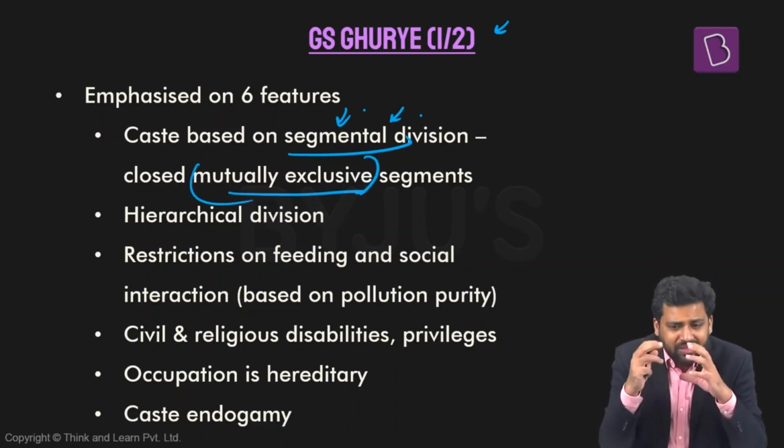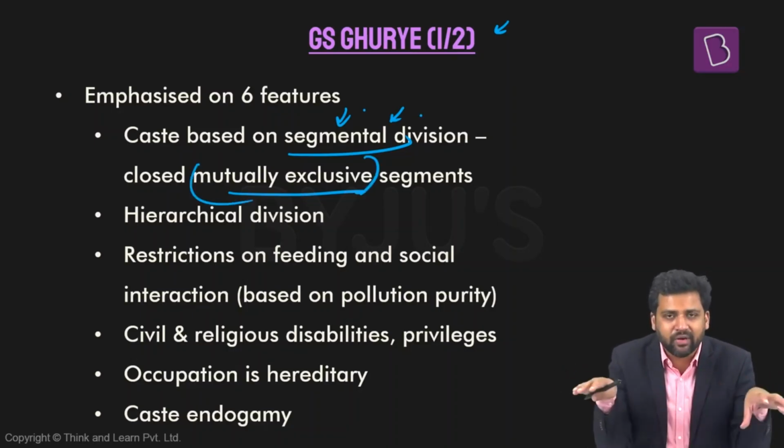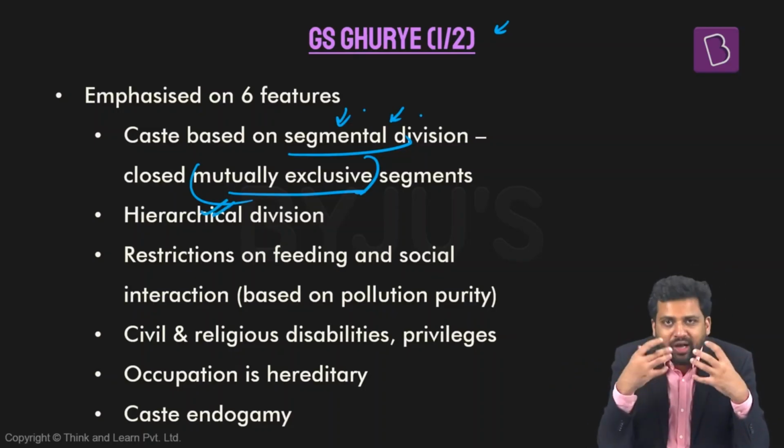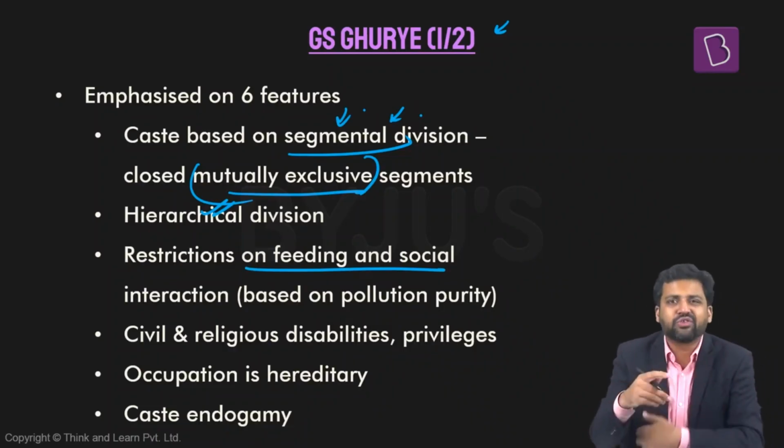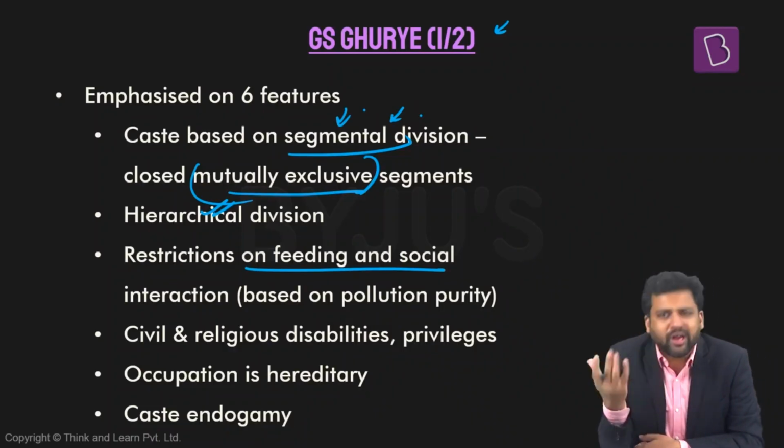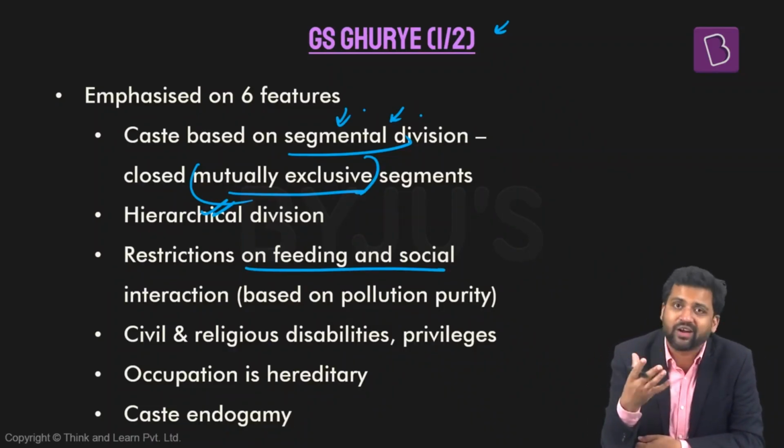Second interesting feature is these segments are not at the same level. There is some form of hierarchy here. So caste system is also a hierarchical division. You have different caste communities, which are arranged in some form of hierarchy. Third point, there are different kinds of restrictions on feeding and social interactions. Regulations are there on exchange of food. Can you from different castes sit together and have food? No, there are different kinds of restrictions and regulations on that.